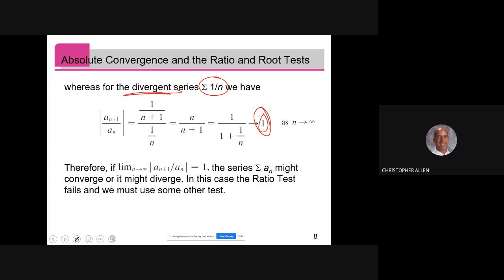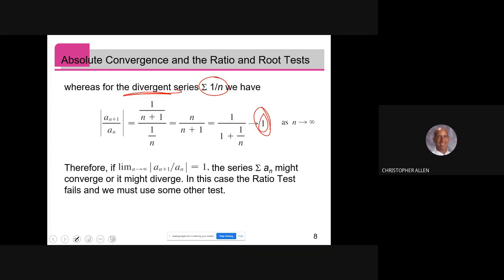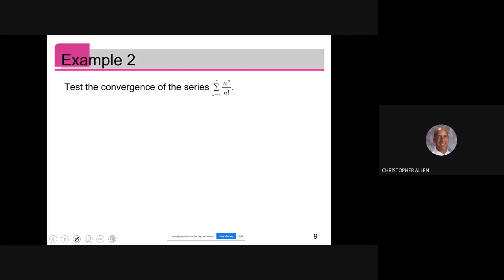Okay, so I hope you understand what I'm trying to illustrate here. When you get a result of 1 when you use the ratio test, you cannot draw a conclusion. Because in some cases it would be a convergent series, and in other cases it would be a divergent series. So when the limit is 1, you cannot draw any conclusion based on the ratio test. So guess what you have to do? Do something else. You'll have to try something else. Okay? All right, let's look at an example.